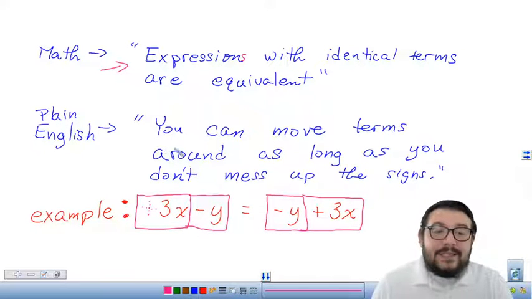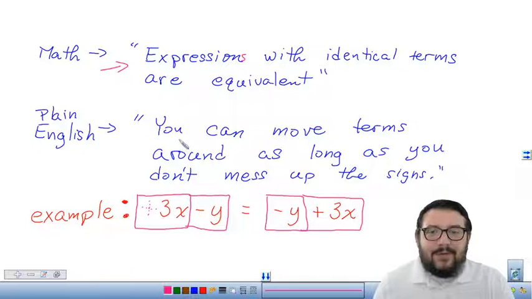Well, for us, it means that we have a cool little superpower that we can use to help us with solving our algebra equations. So we've been learning about terms, and here it is in terms of terms, haha. Okay, here it is in plain English. You can move terms around as long as you don't mess up the signs.